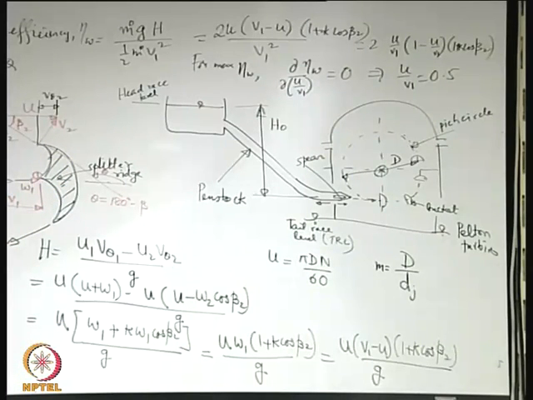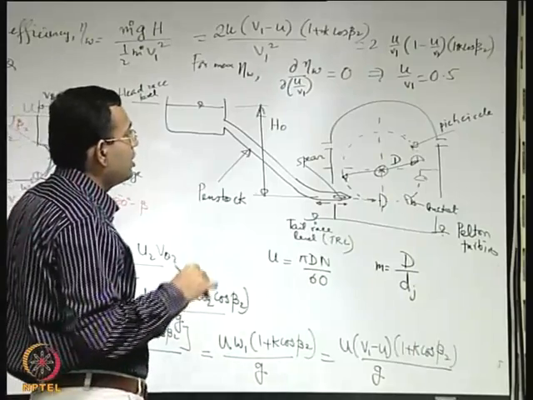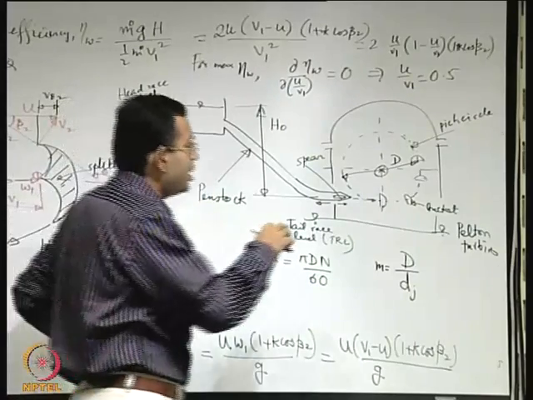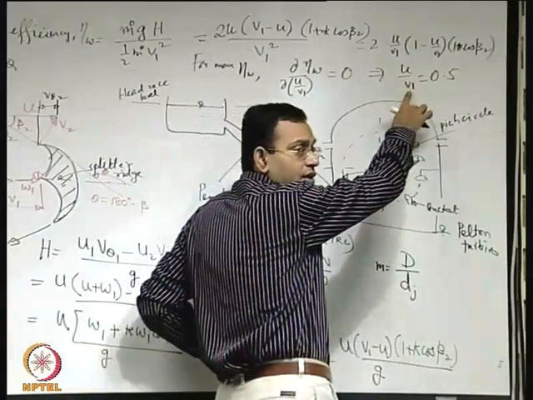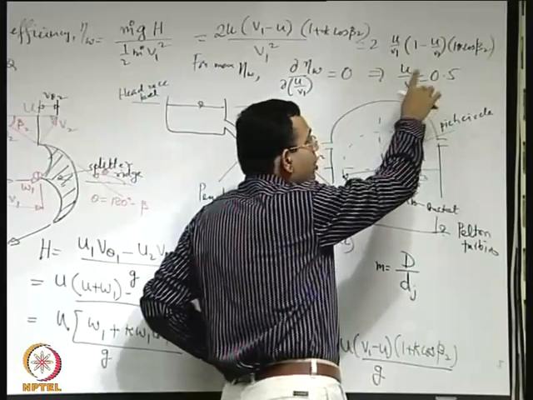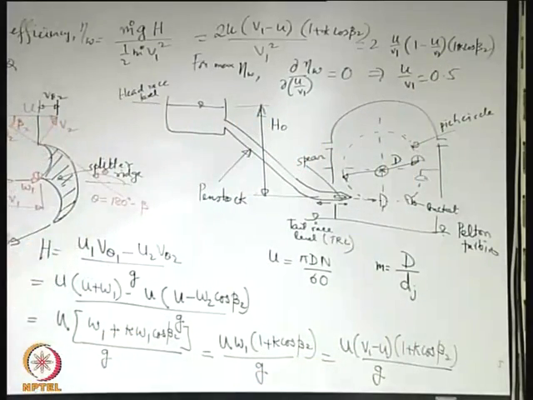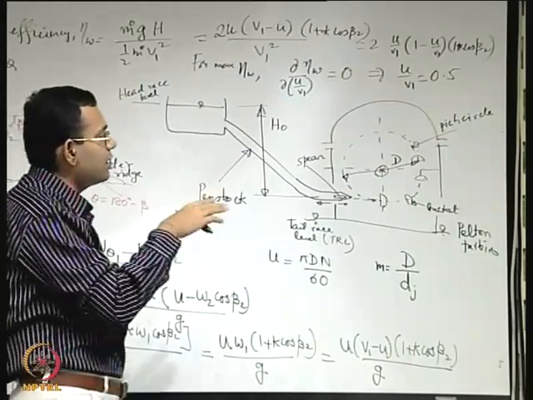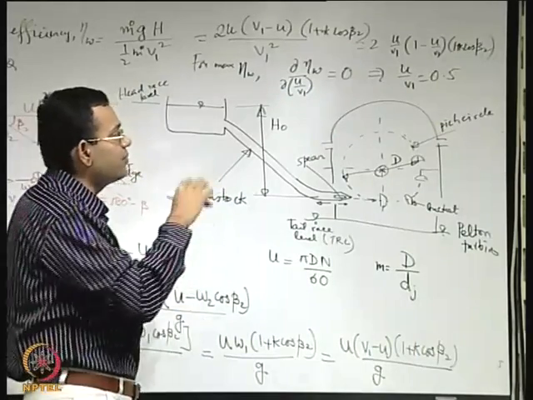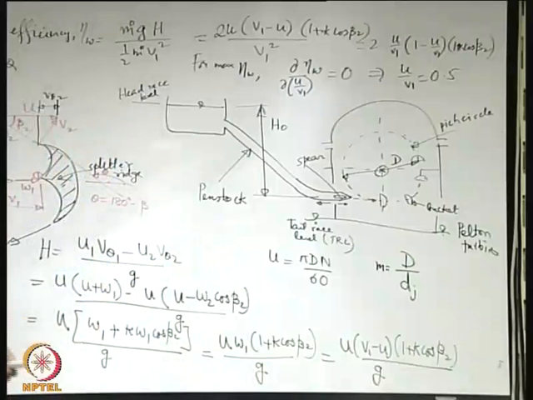So speed ratio is the ratio between the speed of the wheel to the speed of the water that is falling on the wheel, and an optimum value of that is 0.5. As we mentioned, this optimum value may not be the reality, because in practice there are losses and so on in the nozzle. So this value may be a bit deviated, a bit less than 0.5, maybe 0.45, 0.46, like that. Okay.